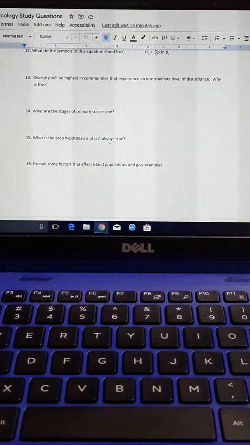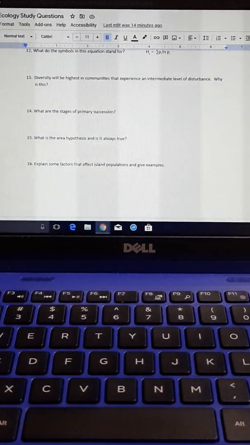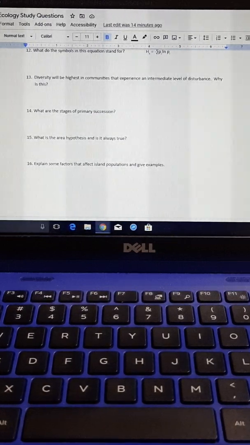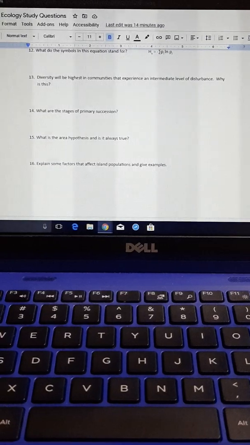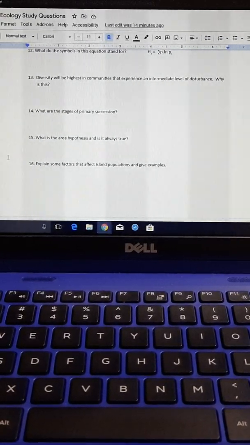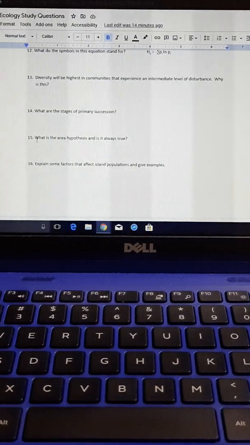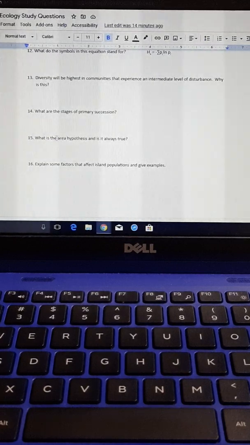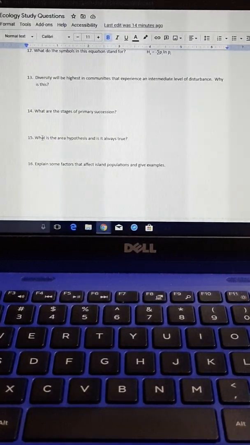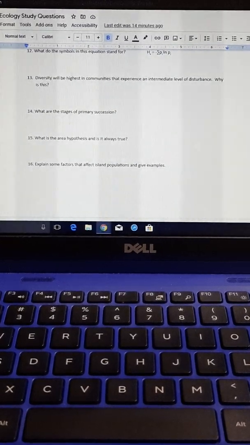The area hypothesis, and is it always true? The area hypothesis is that when there's a larger area, there are more species because they support larger populations and a greater range of habitats. This may not be true because there are smaller islands that could have more diversity. Think about Papua New Guinea or Hawaii, and even smaller islands in the middle of nowhere. Compare Madagascar to the Sahara Desert. The Sahara is very wide and expansive, but Madagascar is a small island that has a lot of diversity on it.